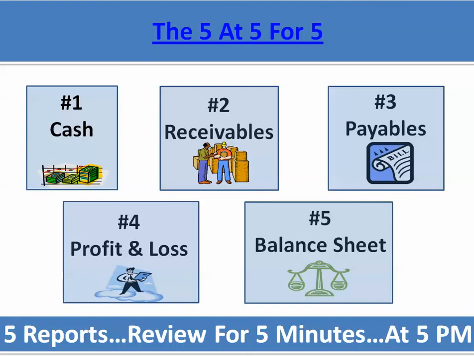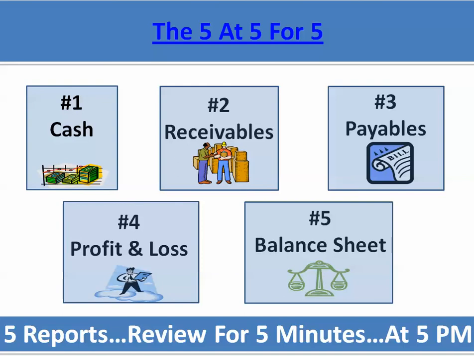There are 5 reports. We call them the 5 at 5 for 5. If you'll review these 5 reports at 5 p.m. for 5 minutes, your company should never be at the auction unless you want it to. Number 1 report is cash. Cash is king. Number 2 is receivables. Cash coming in, it's owed to you. Number 3 is payables. Cash is going to go out.